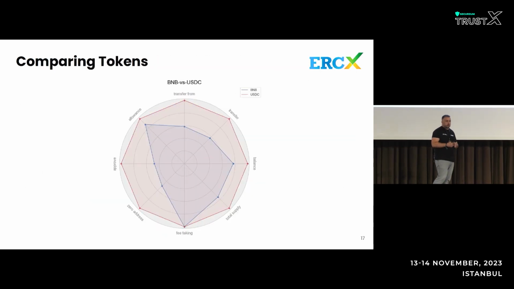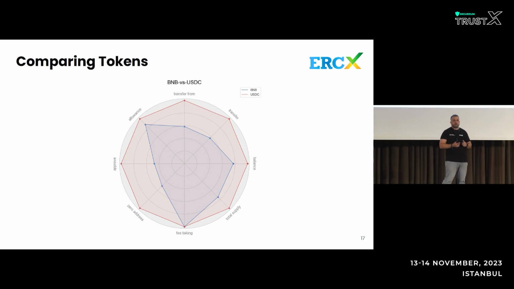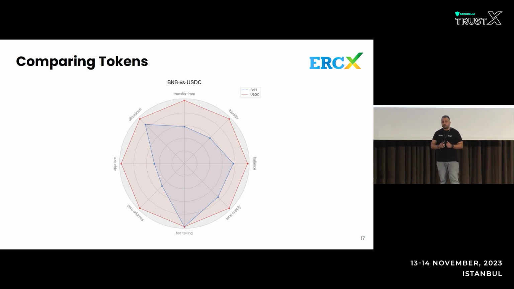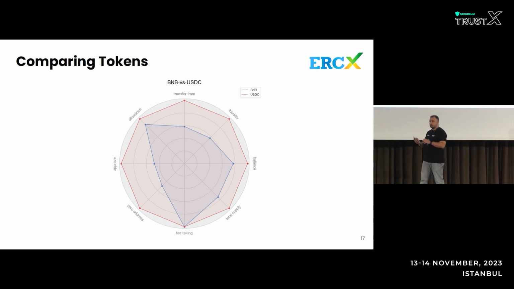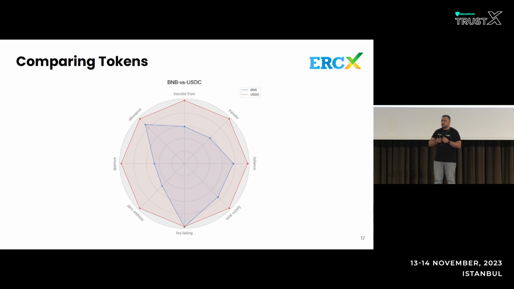Another advantage of this representation is that it allows you to compare tokens. So here is a comparison between BNB and USDC, and this way, if you're trying to mimic the behavior of some token, you can select the one that matches the category you want.